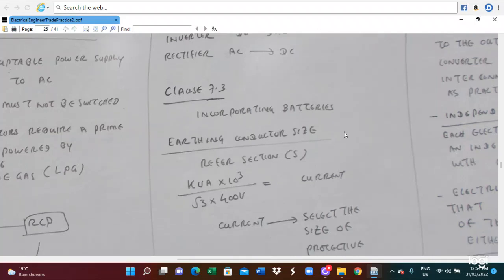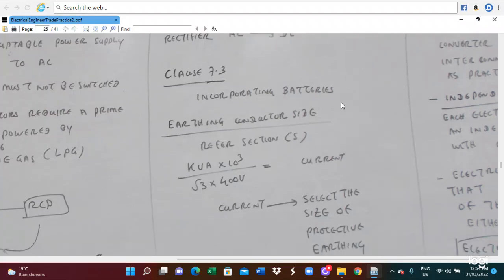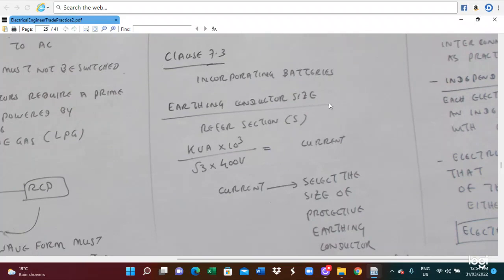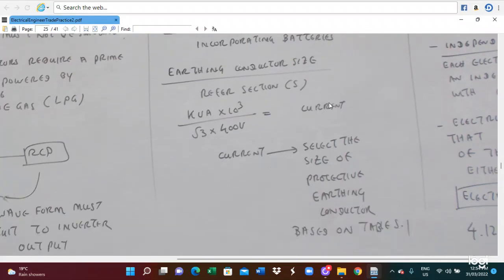So clause 4.3 applies when you utilize the UPS, we also utilize the battery. So clause 4.7.3 of the AS3000 mentions incorporating the battery. So the wiring size has to be considered. In this case, for the wiring size we have to refer to section 5 of the AS3000, because it depends on the supply current.